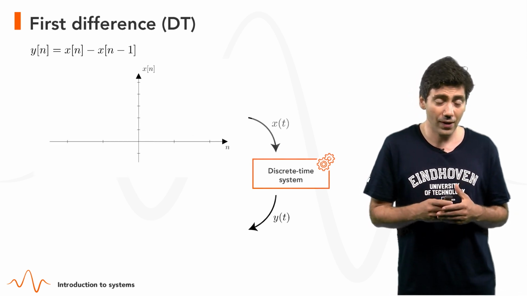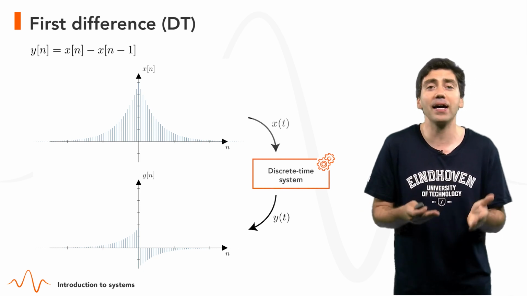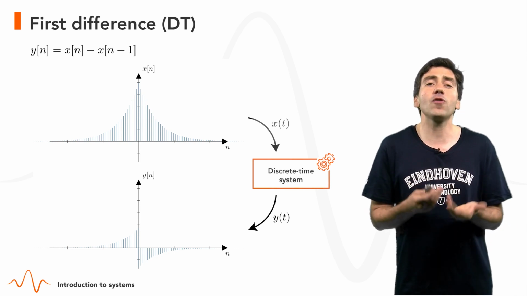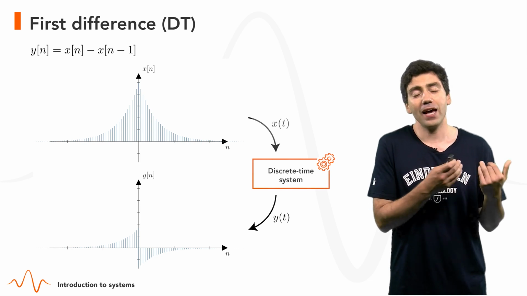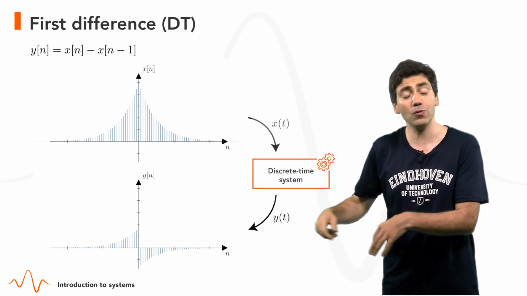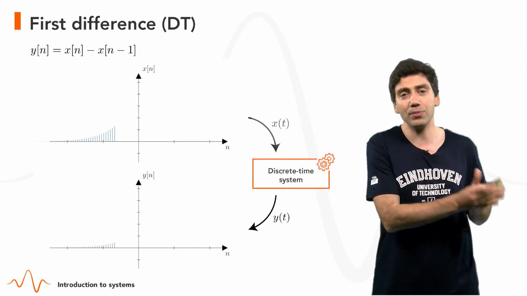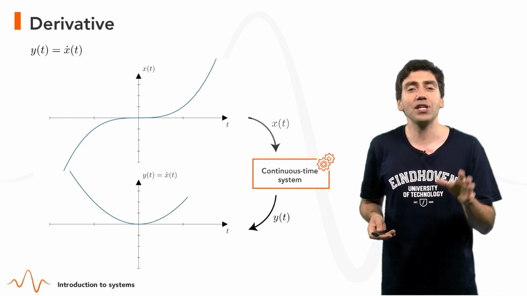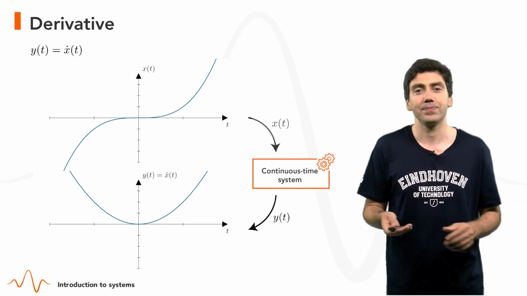First difference. If I have a signal x of n in discrete time, I can take the first difference, which is x of n minus x of n minus 1. The first difference is often used to detect sharp transitions of the input signal. If you have a signal that has a sharp transition, the first difference will be a spike at the output, which you can use for several purposes and to understand when the input signal changes rapidly. The analogous operation in continuous time is the derivative. So the output y is nothing more than x dot.